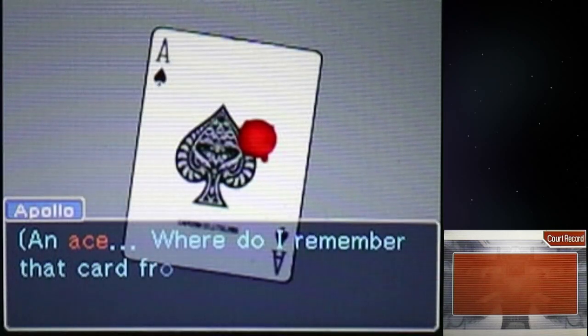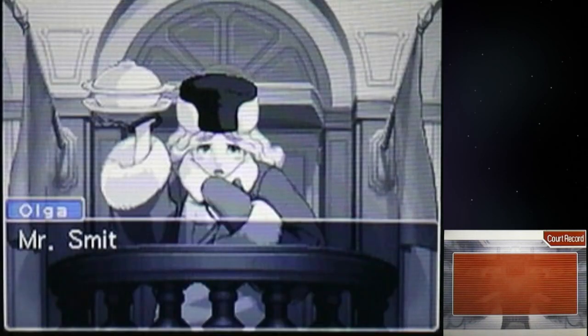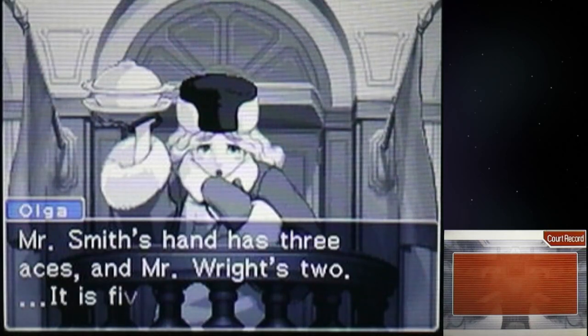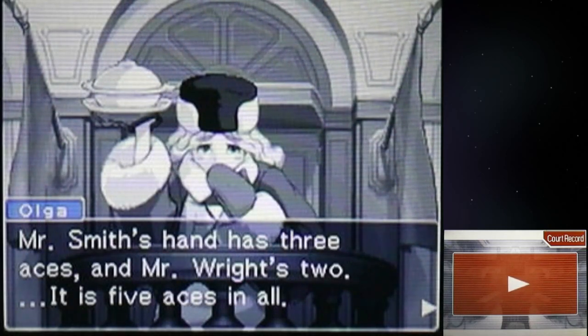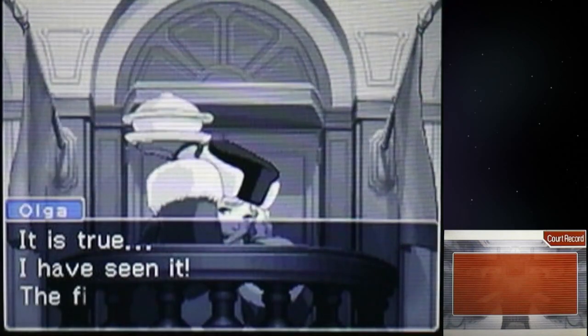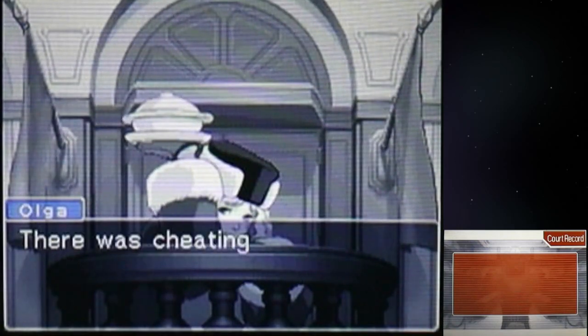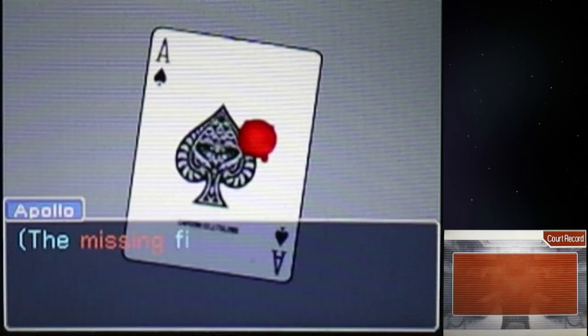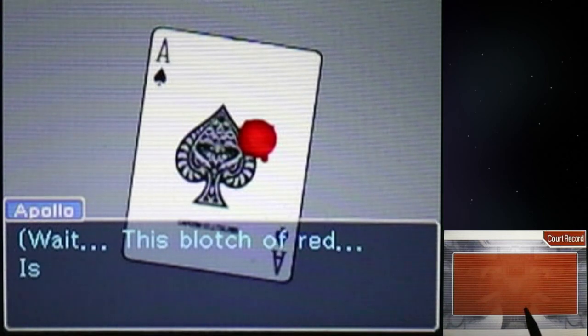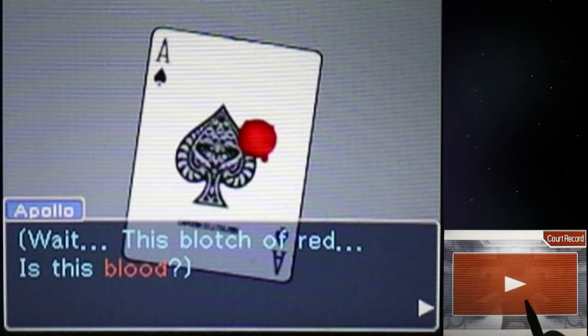An ace. Where do I remember that card from? It's the 5th ace. Mr. Smith's hand has 3 aces and Mr. Wright's 2. It's 5 aces in all. It's true. I've seen it. The 5th ace. There was cheating. I swear to you. The missing 5th ace. Wait, this blotch of red. Is this blood?